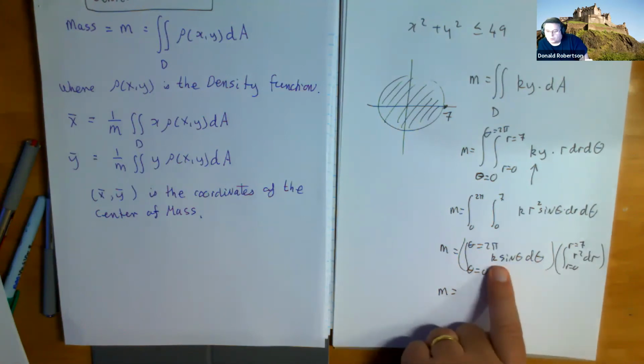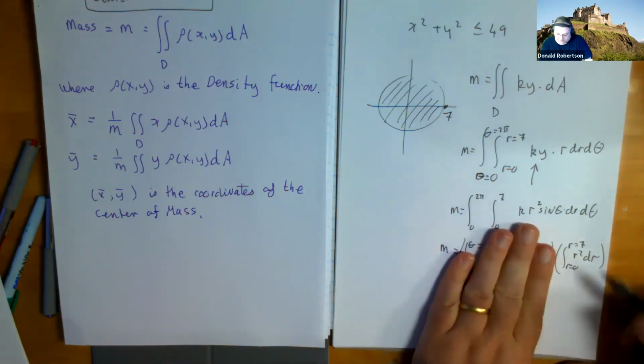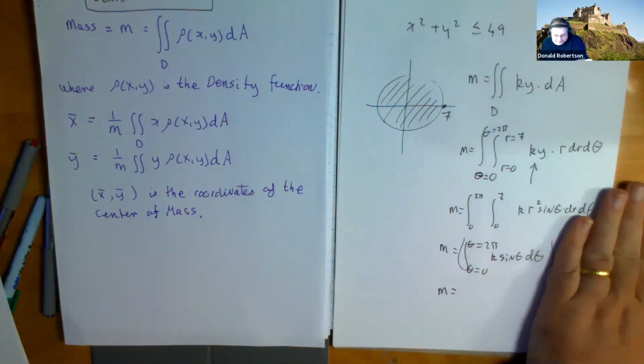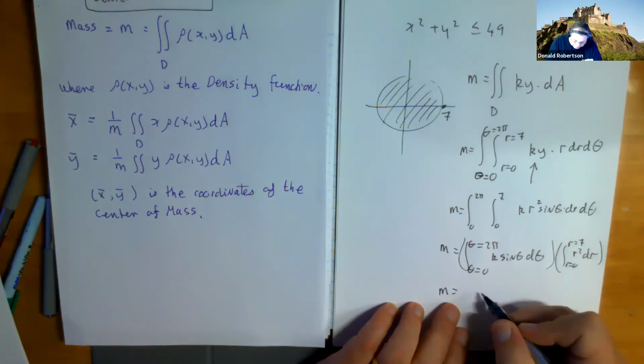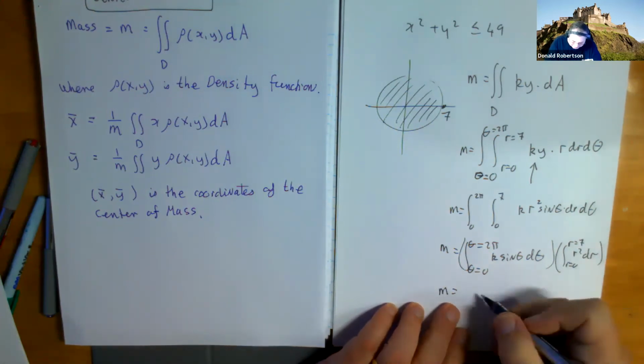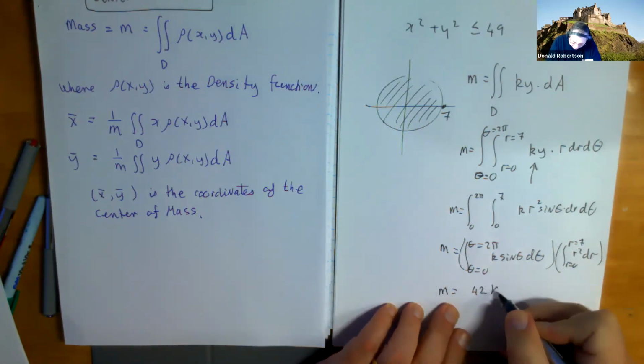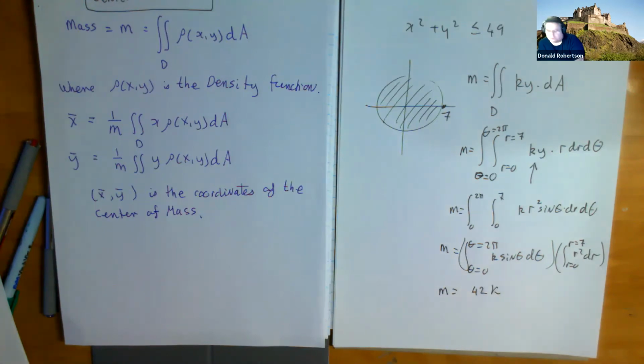Now, we can get the answer to both of these, agreed? Right? Isn't that just a power rule? Isn't that just going to be negative k cosine theta? This fella is going to be 42k, right? I like 42k.